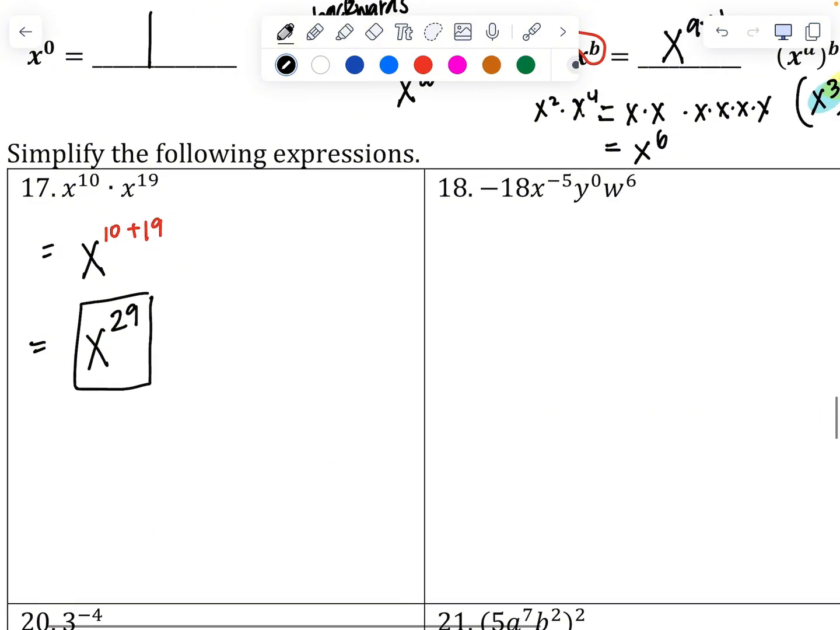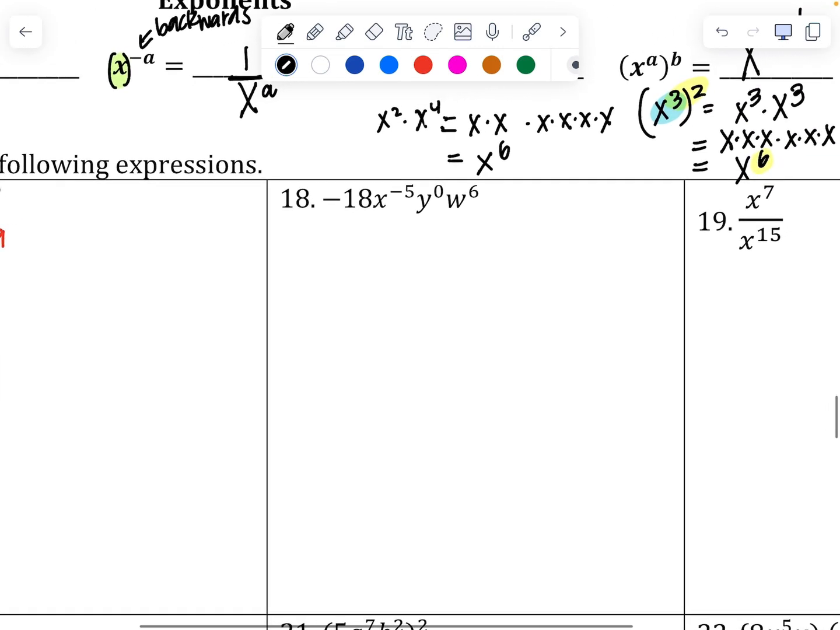And then number 18, I'd like you to separate with parentheses or dots that represent multiplication. I personally always go with dots. I know they're invisible, they're there. You're multiplying. y to the power of 0 is always equal to 1. So I'm going to rewrite this as negative 18 times x to the negative 5 times w to the 6th power.